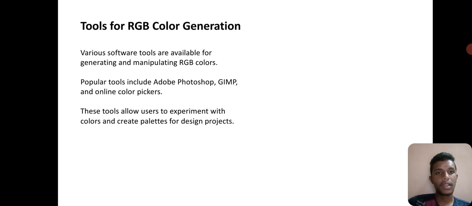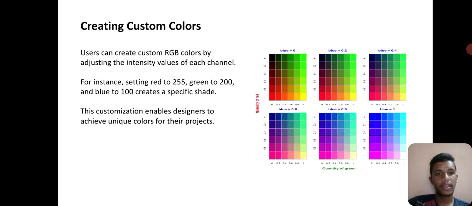And the tools for RGB color generation. Various software tools are available for generating and manipulating RGB colors. Popular tools include Adobe Photoshop, GIMP, and online color pickers. And for creating custom colors, users can create custom RGB by adjusting the intensity value of each channel. For instance, setting red to 255, green to 200, and blue to 100 creates a specific shade.